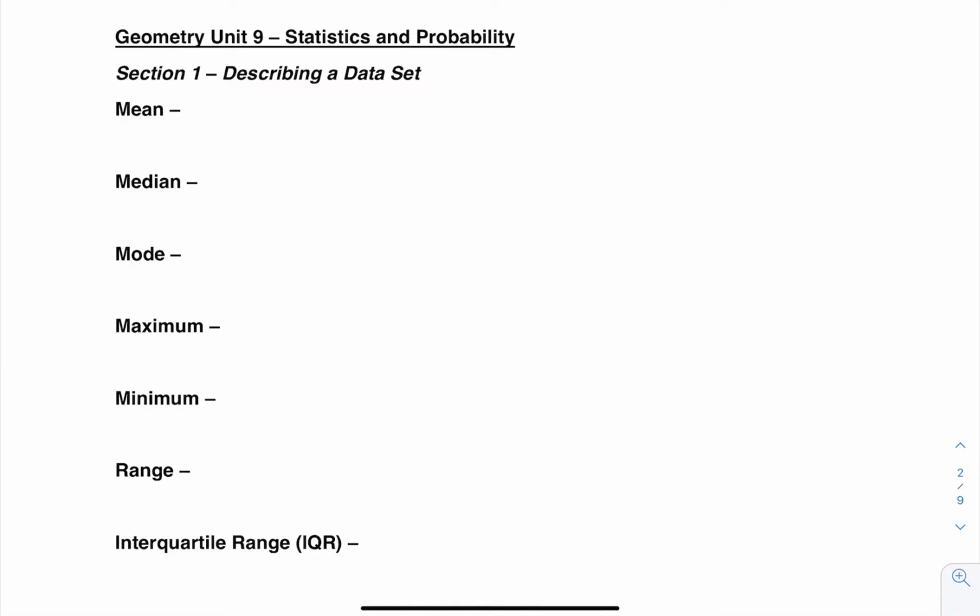The first one is a mean, which is the average of a set of numbers. And the way you find that is you add up the total and you divide by the number of numbers that you have.